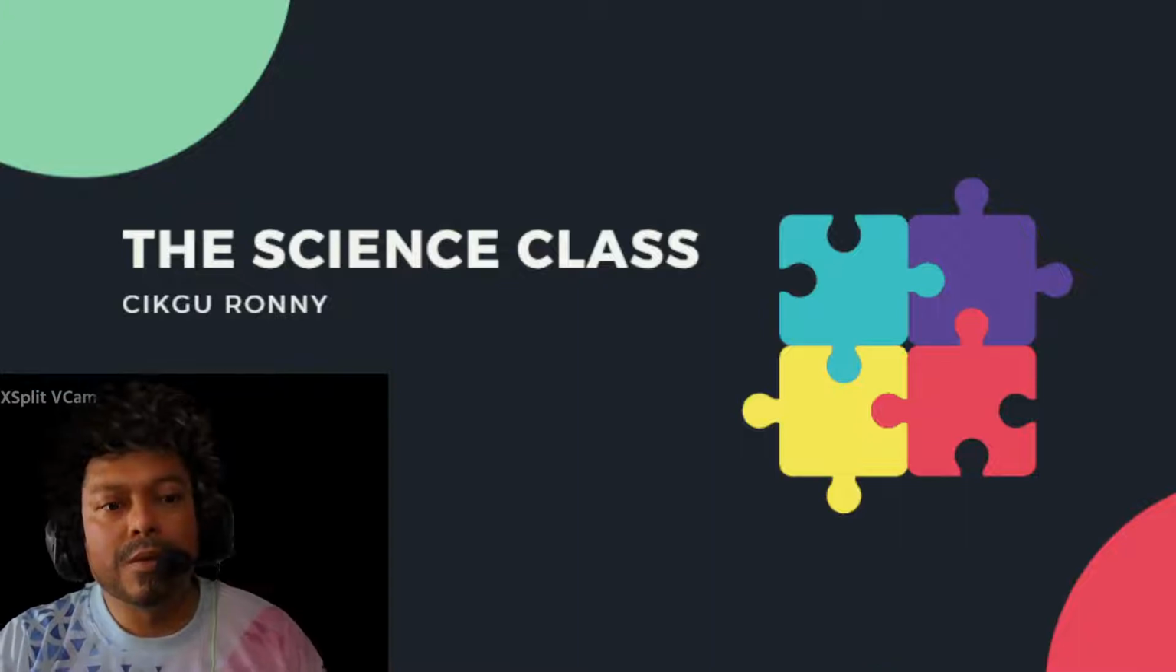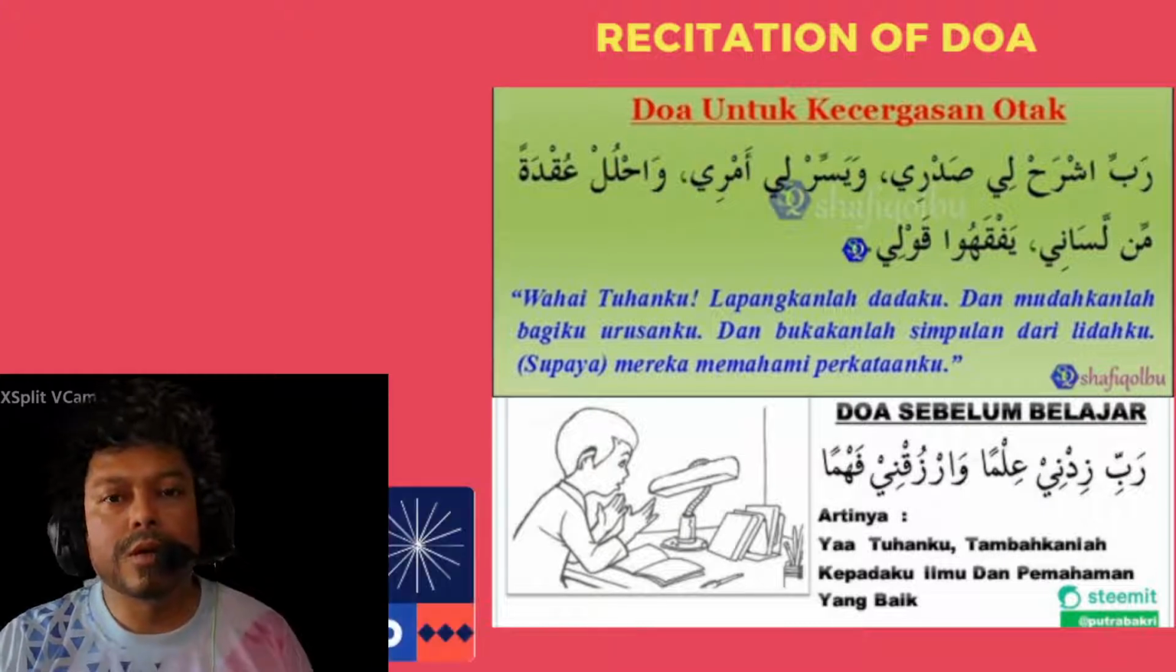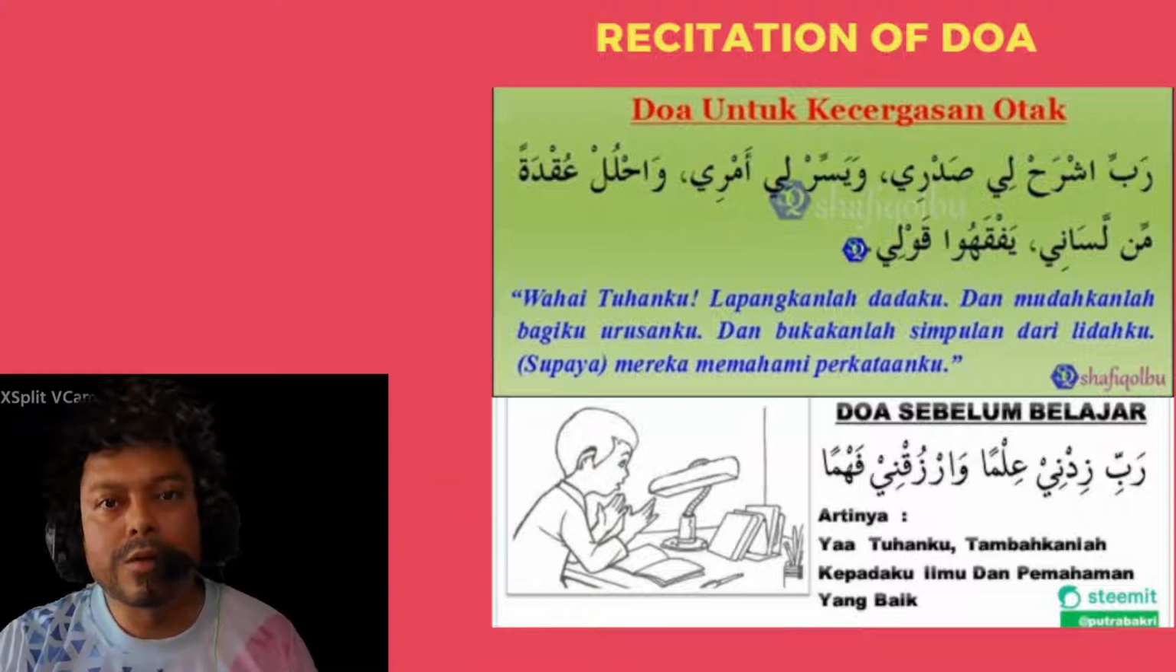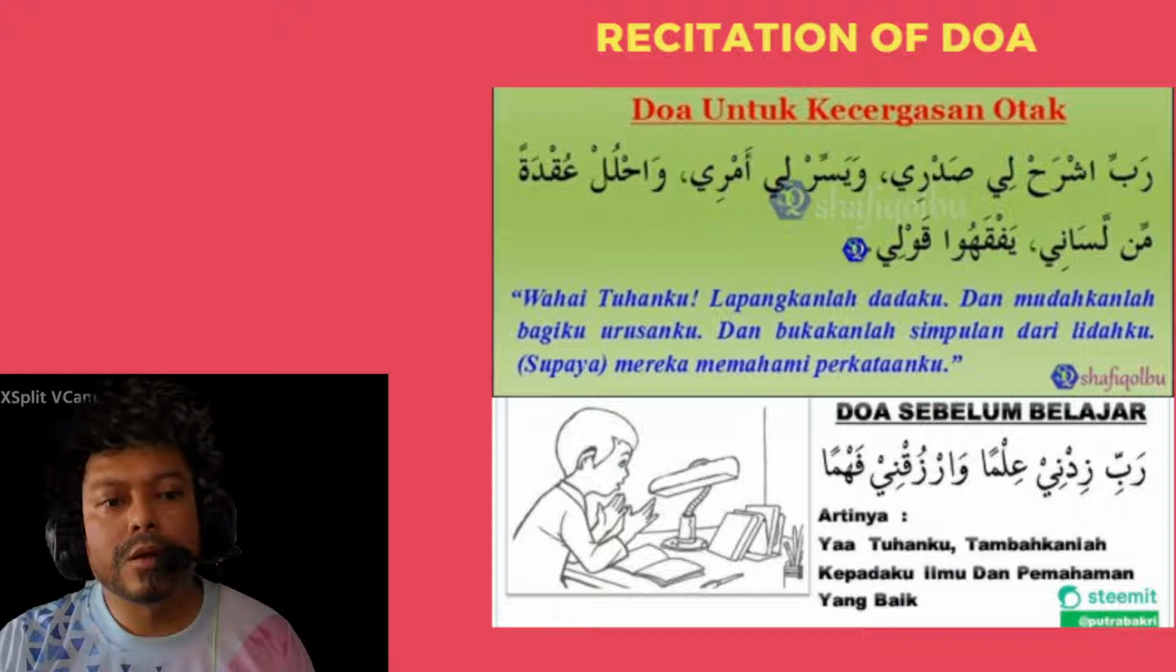But before that, we start our lesson with reciting the dua. Bismillahirrahmanirrahim. Rabbi shrah li sadri wa yassir li amri wahlul 'uqdatam min lisani yafqahu qawli. Rabbi zidni ilma warzuqni fahma. Wa sallallahu ala sayyidina Muhammad wa ala alihi wa sahbihi wa sallam.